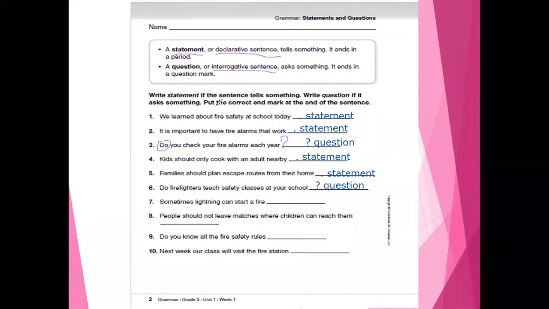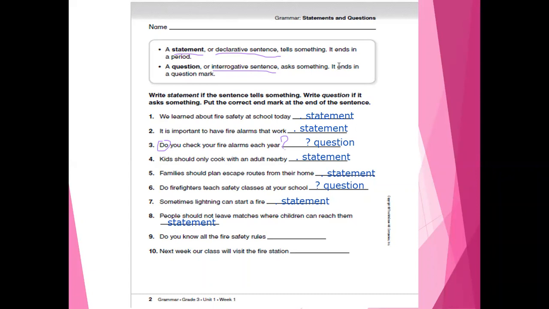Sometimes lightning can start a fire. Do you know what's the meaning of lightning? If there is a rainstorm outside, you can see the lightning and hear the thunder. So sometimes lightning can start a fire. Here it's information, or it will tell us something, so statement. People shouldn't leave matches where children can reach them. Here it's advice, or they tell something, statement.